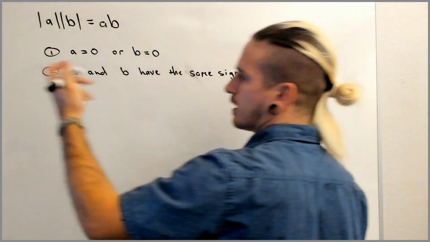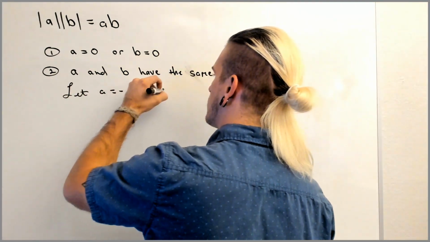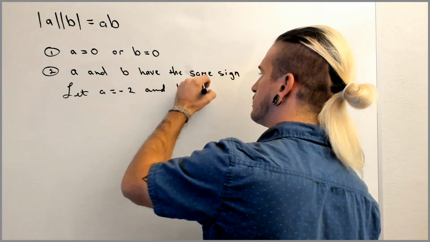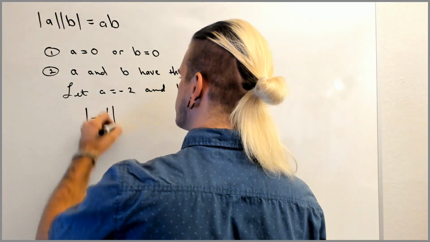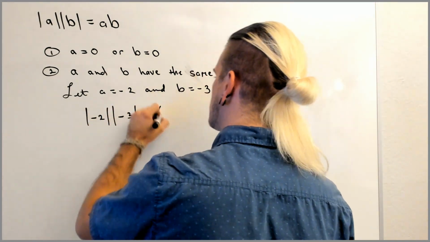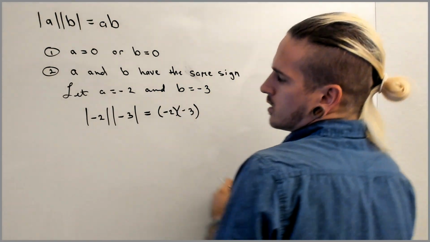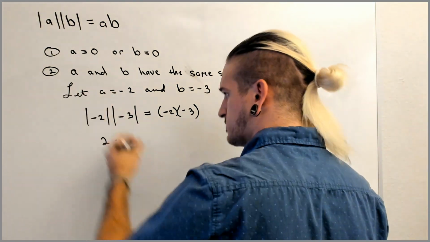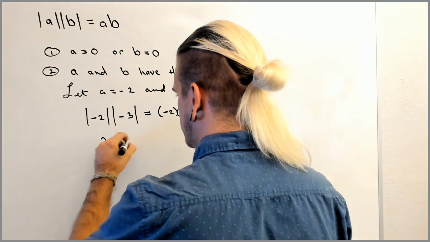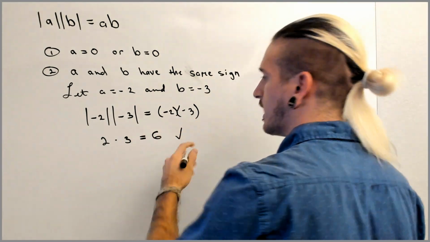So let's check. Let A equal -2 and B equal -3 and plug it in. See if it works. So the absolute value of -2 times the absolute value of -3 equals -2 times -3. Well, the absolute value of -2 is +2. Absolute value of -3 is +3. And this would equal, well, -2 times -3 is 6. And in fact, this is true.